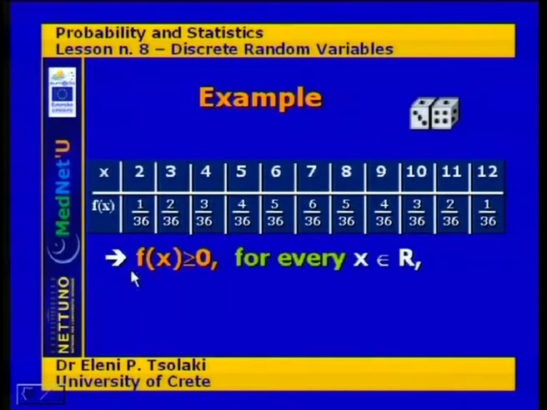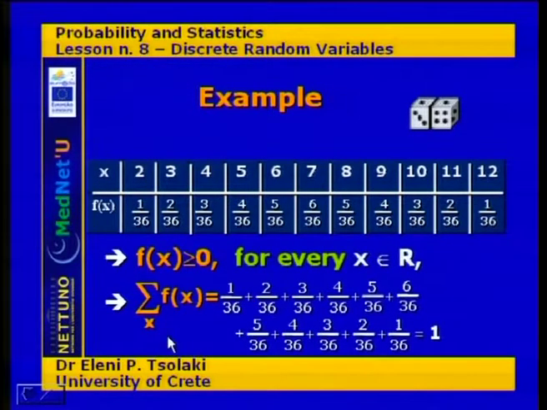As we have seen, f of x should have the property that it is greater or equal than 0. It is a probability, and of course we can see that for values 2 up to 12, f of x is greater than 0. For all other x in R, we said that f of x will be 0. And also, the second property, we said that if we sum up all these probabilities that are not 0, they should add up to 1. So you can see, if we add up all these numbers, they actually equal 1.